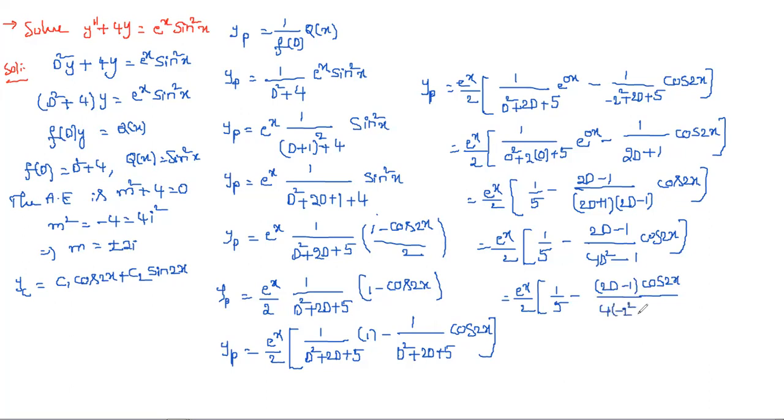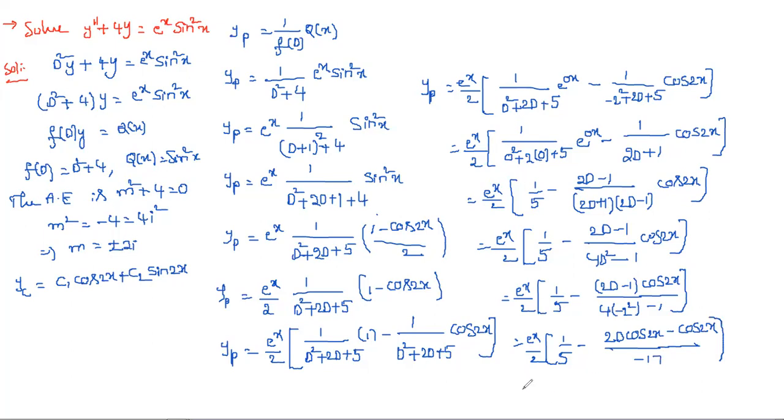Same, what we have to substitute: minus 2 squared minus 1. And then this is equal to e^x by 2 into 1 by 5 minus, here you can multiply the terms inside. If you multiply that, 2 into D cos 2x minus cos 2x, by, this is simply what we get, minus 4 minus 1, which is minus 17.